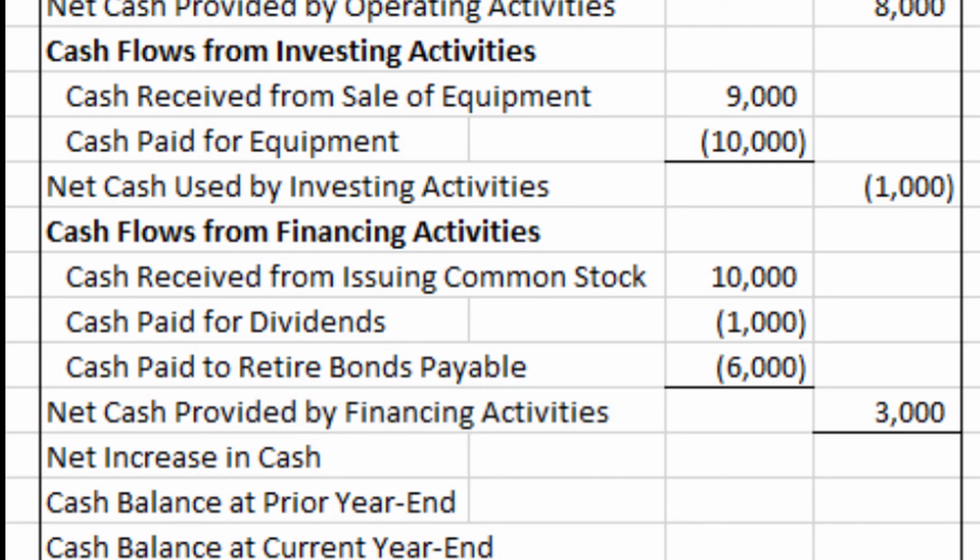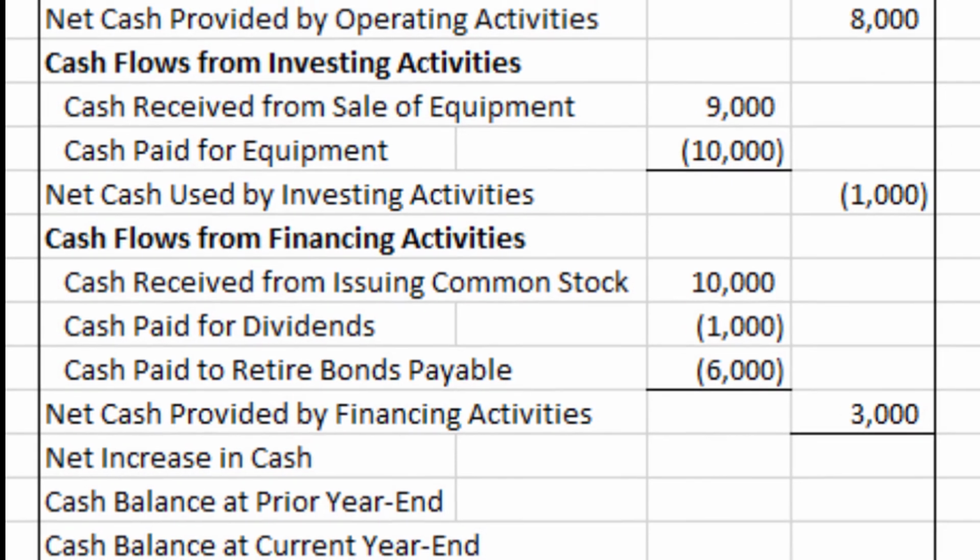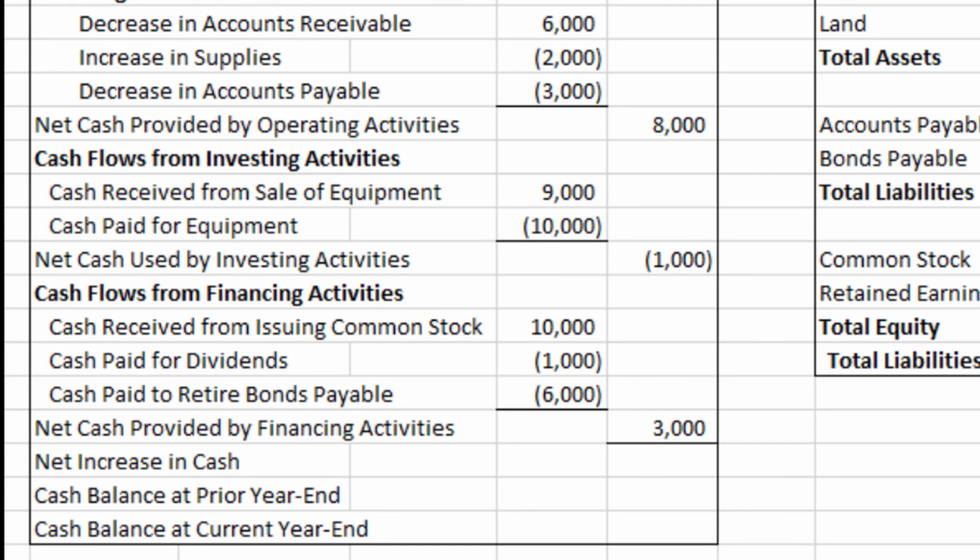Alright, we are so close to done. The next thing we need to do is add up the totals for each of the sections. So scrolling up here, we have the net cash provided by operating, which was 8,000, minus the 1,000 from investing, plus 3,000 from financing, and if you do the math there, you should be left with a positive $10,000. And since 10,000 is a positive number, the label that we use here is net increase in cash. And if we had a negative number, then we would use net decrease in cash.